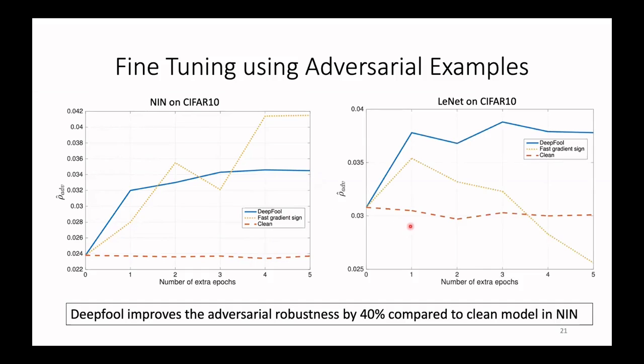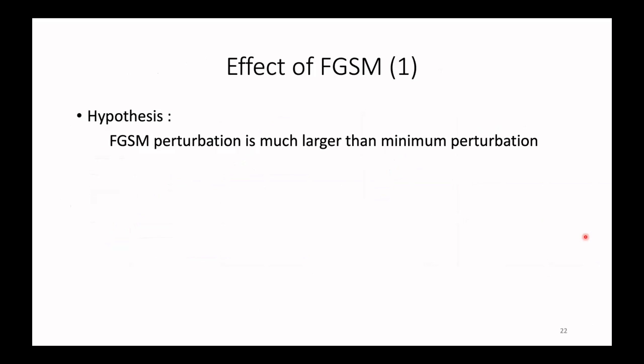But again, we see that in 3 out of 4 cases, fine tuning the model based on the fast gradient sign method adversarial examples reduces the adversarial robustness. So they hypothesized that the large magnitude of the fast gradient sign method perturbation is the reason for its negative effect on the adversarial robustness.